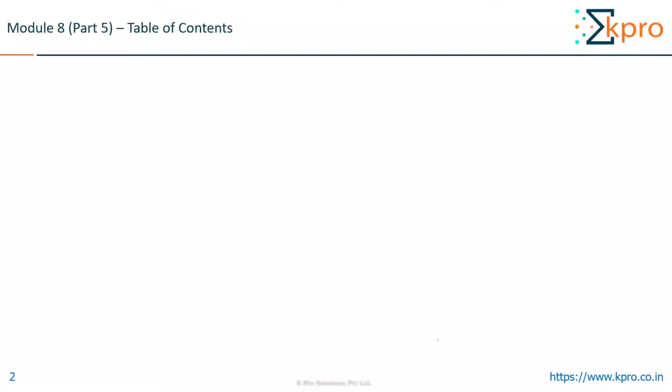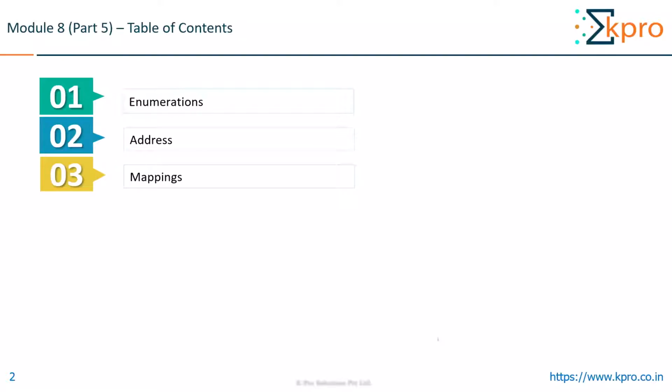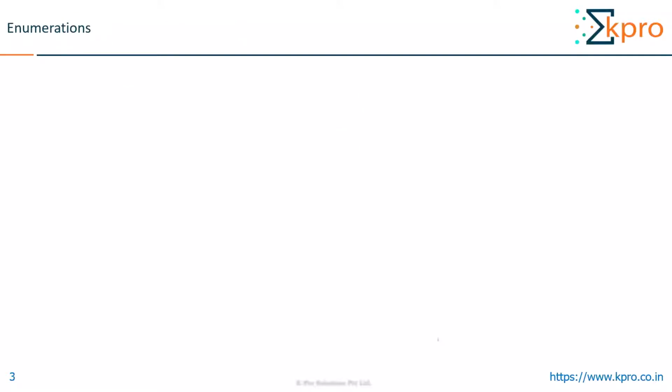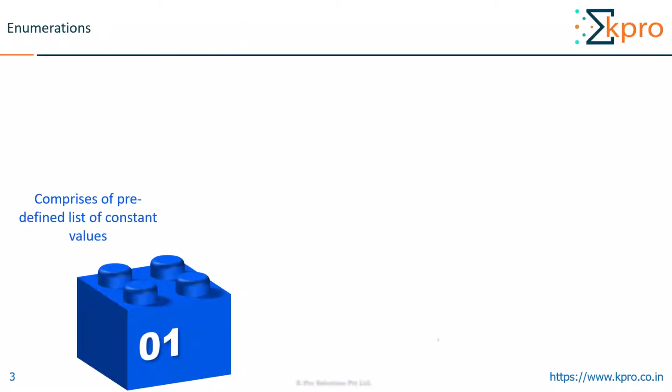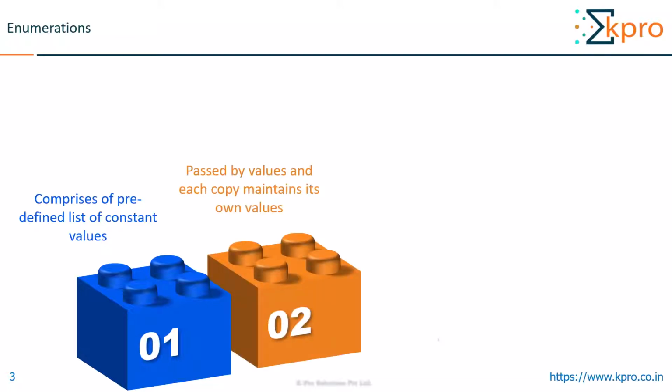So the topics we'll be covering in this video are enumerations, address, and finally mappings. So let us start with what are enumerations. Enumerations comprise a predefined list of constant values. Enumerations are passed by value and each copy maintains its own values.